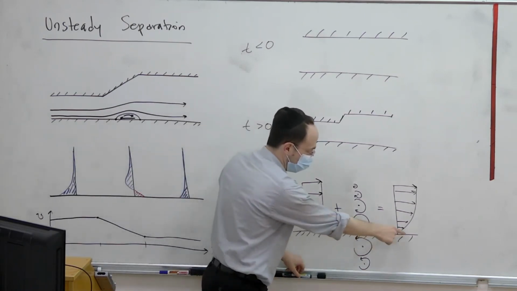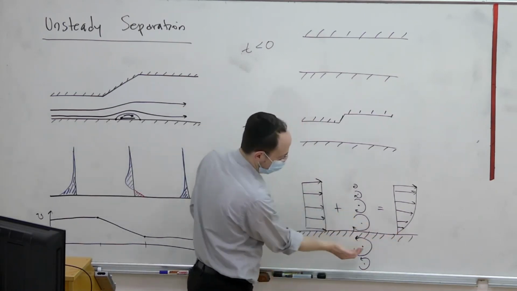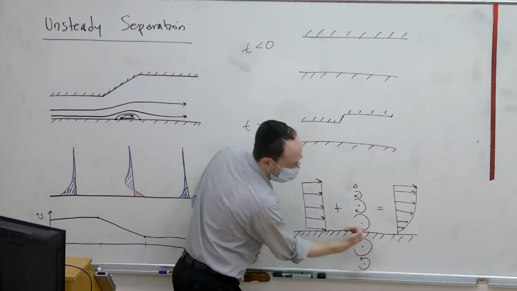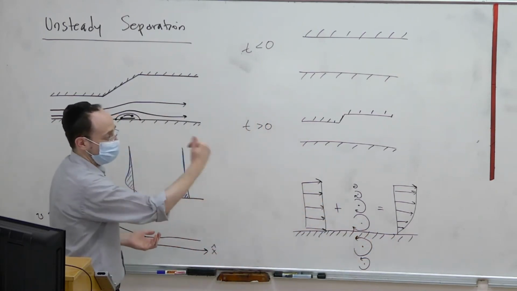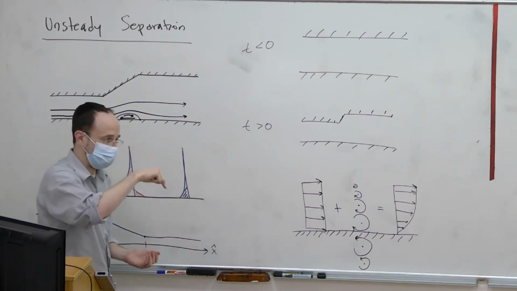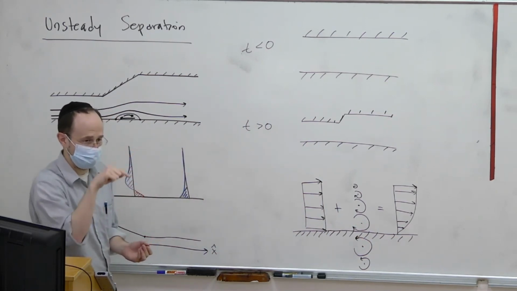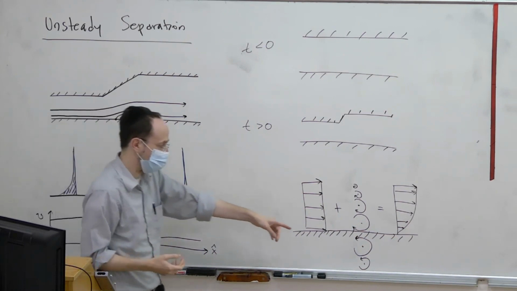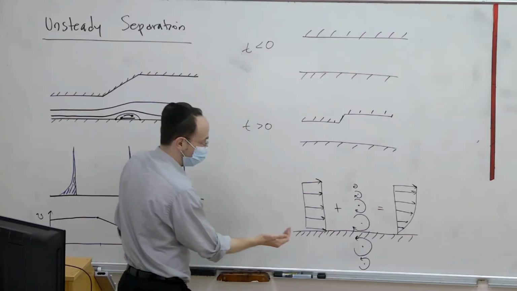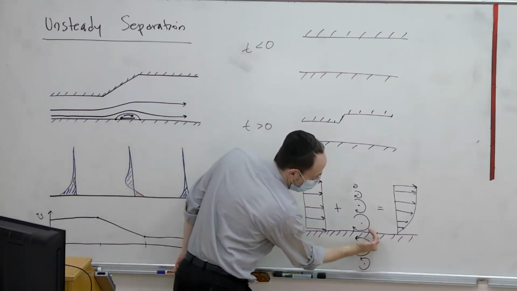Well, not only does it give me my no penetration condition, but this vortex here induces a velocity. Every vortex induces a velocity, right? And we know that the velocity that's induced goes as 1 over the distance between the vortex and the point that you're inducing it. That's just the Biot-Savart law for a point vortex. So therefore, this vortex here is inducing a velocity.